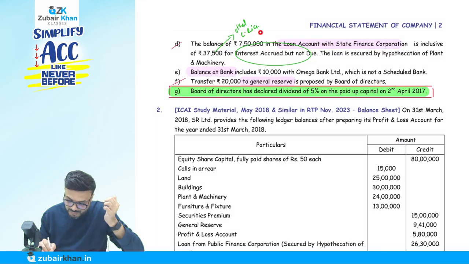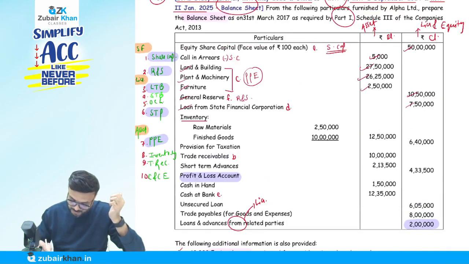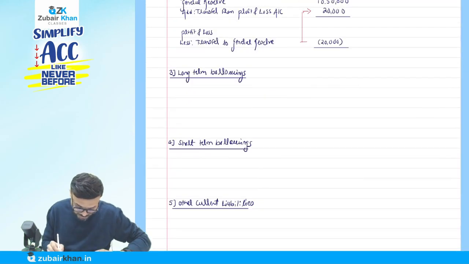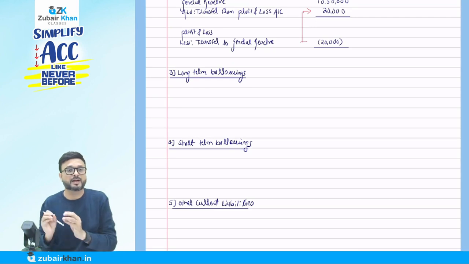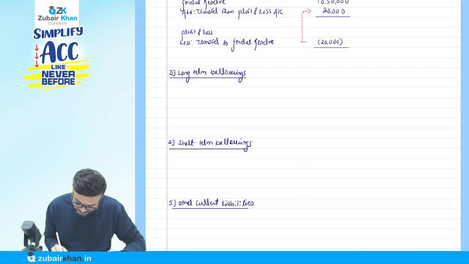Okay. So what is this 7,50,000? Write down there: it is a loan from a State Finance Corporation. It's a long-term borrowing. Let me write it down here. Go to long-term borrowing now, notes to account number 3. It is secured, because it is mentioned that it is secured against the hypothecation of plant and machinery. So write down there secured.